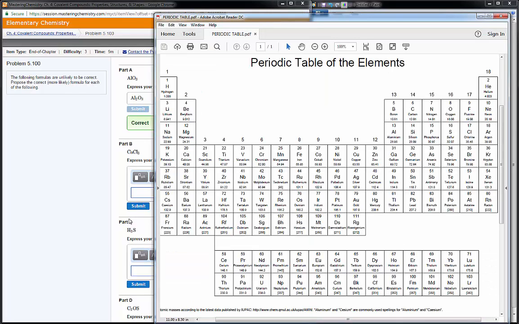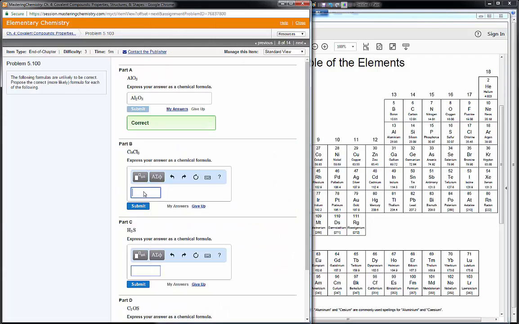CaCl3. Ca is over here. It's a metal. It has a charge of +2. Chlorine is over here. It's a non-metal. It has a charge of -1. So +2 and -1. I'm going to need 2 chlorines to make that work. So it should be CaCl2.